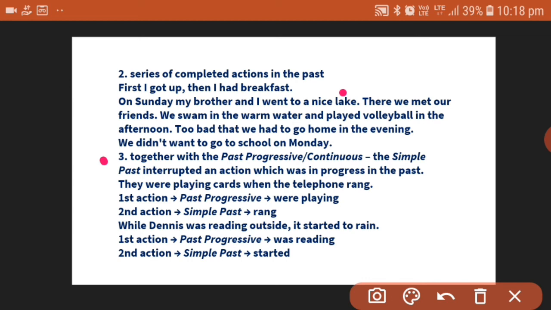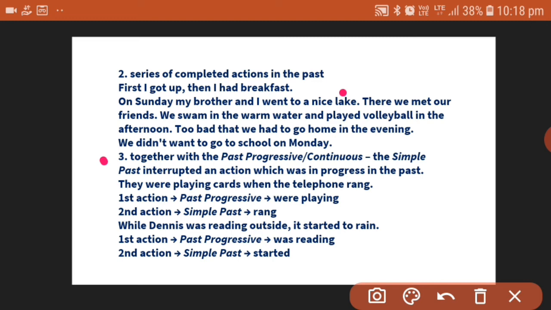Here you can check. First action. They were playing cards when the telephone rang. First action, past progressive, were playing. Second action, simple past, rang. It means, which action was completed at that time? Yes, the second was completed, but the first was continuing at the time of the completion of the second action.